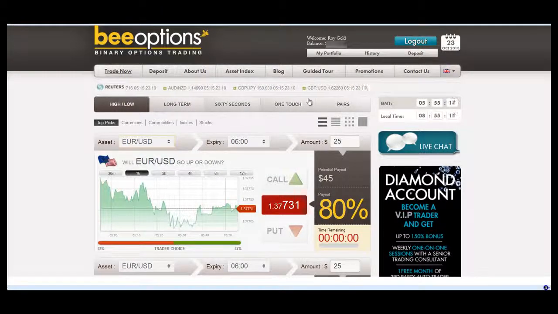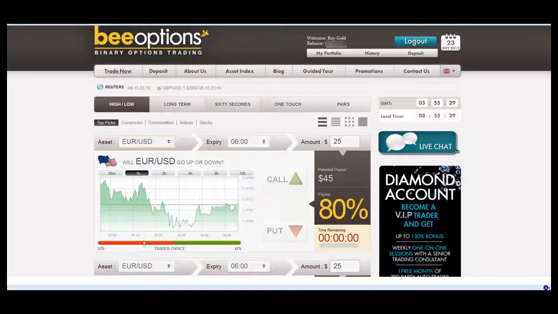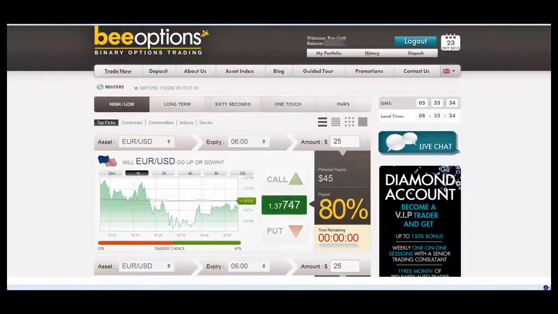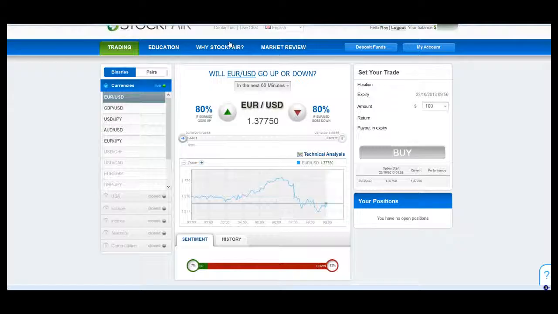Now, in my opinion, this is really meaningless. One of the reasons being, first of all, that you can see a very large discrepancy between different brokers. For example, the euro US dollar. Here we have pretty much a 50-50 sentiment between B options and the top option. And if you go into Stockpair, it's like 93-7.